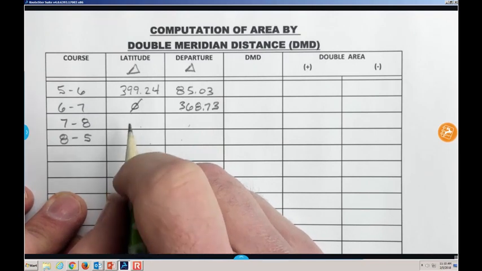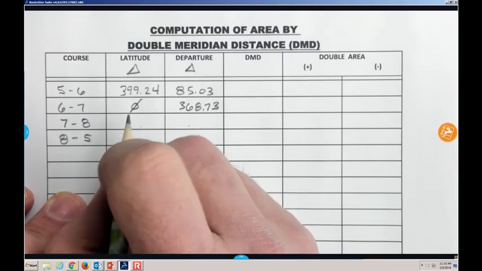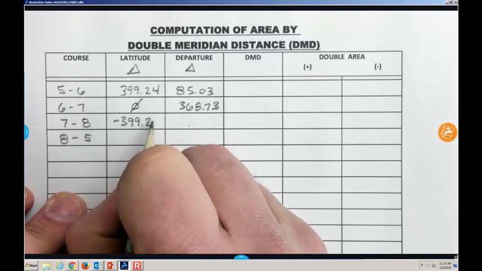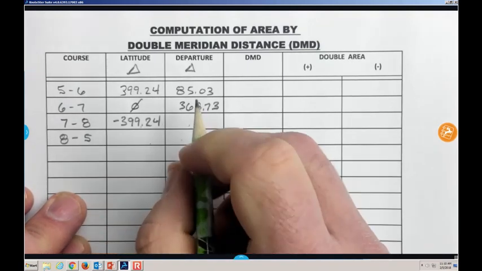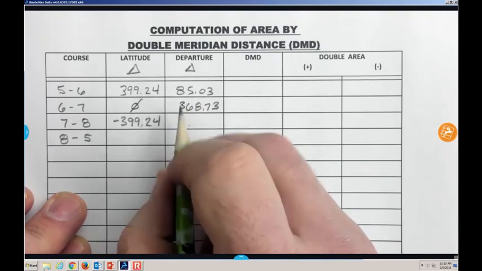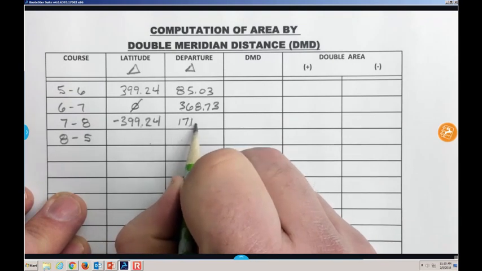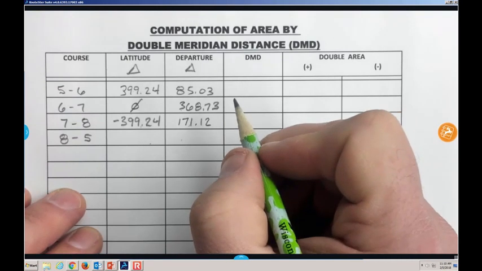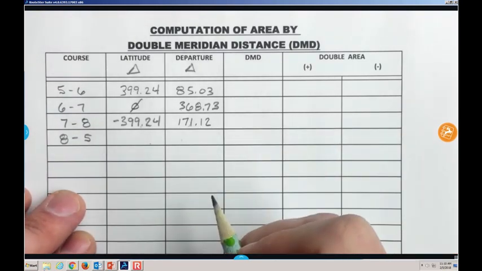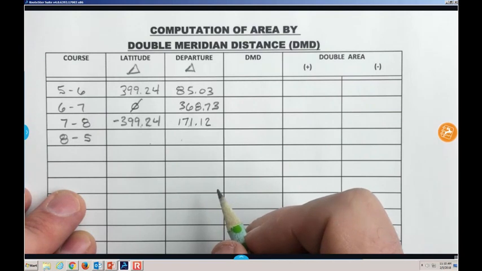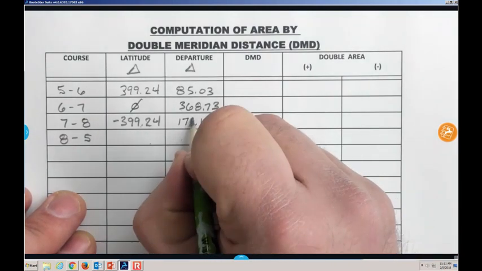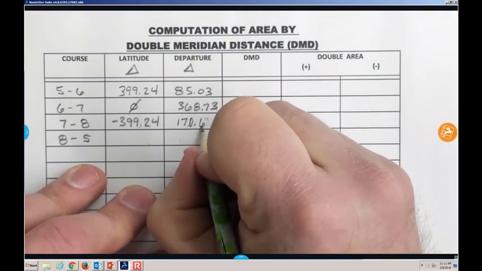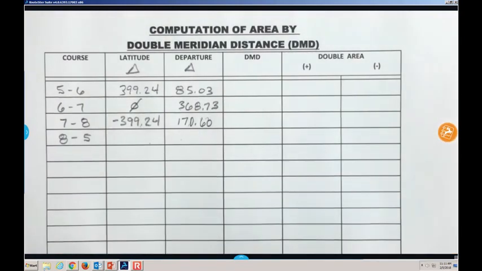7 to 8. Change from 7 to 8. Negative 399.24. Okay. And then the departures from 7 to 8. 171.12. And that's a positive because we're still heading in the positive direction. Actually, yeah, it would be 170.60.